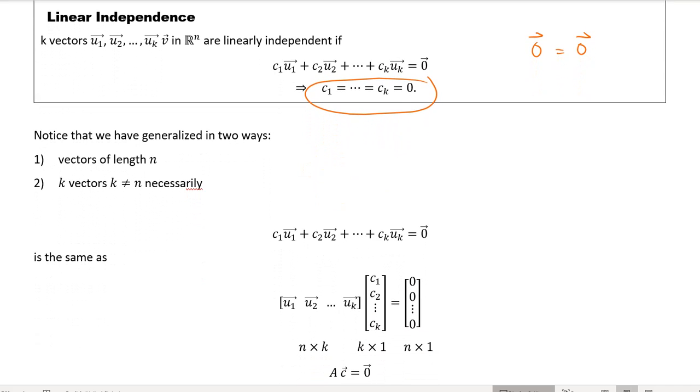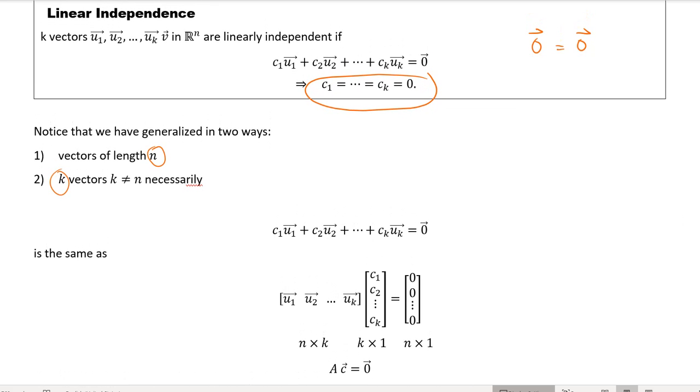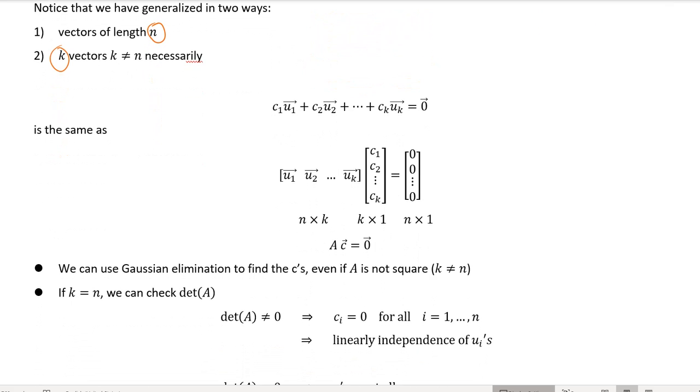Now notice that we generalize in two ways. First, vectors of length n. Not only R3, but Rn, so vectors of length n. And k vectors, so k might not be n. Maybe not only 3 vectors. In R3, it could be 2 vectors in R3. Not 1 vector, because 1 vector is only 1 vector. We at least need 2 vectors, then we can talk about the relationship among them, whether they are linearly independent or dependent.